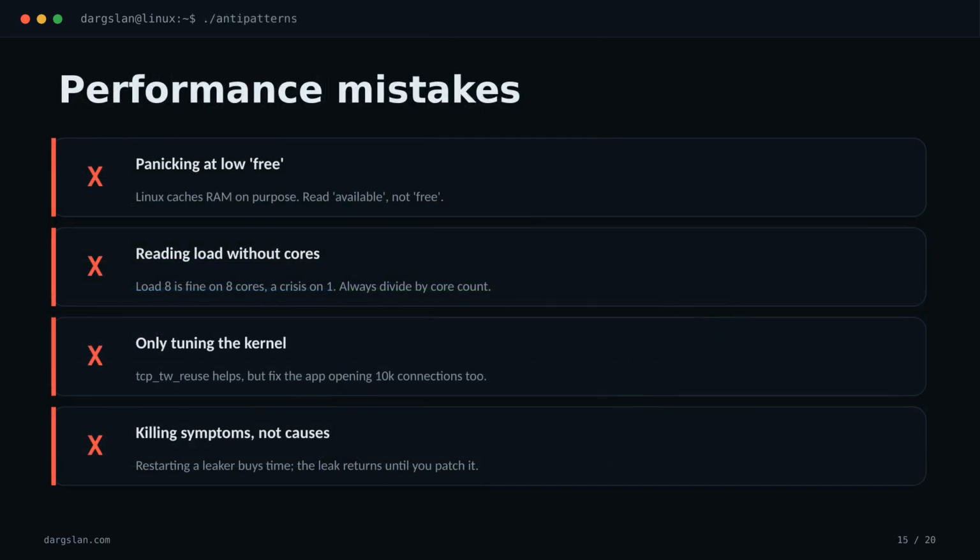Which brings us to the anti-patterns, the mistakes that turn a small problem into an outage. Don't panic at low free. Linux caches on purpose, so read available instead. Don't read load without knowing your core count. Don't only tune the kernel when the real fix is an app opening 10,000 connections. And above all, don't kill symptoms. Restarting a leaking process buys you an afternoon, but the leak comes back until you actually patch it.